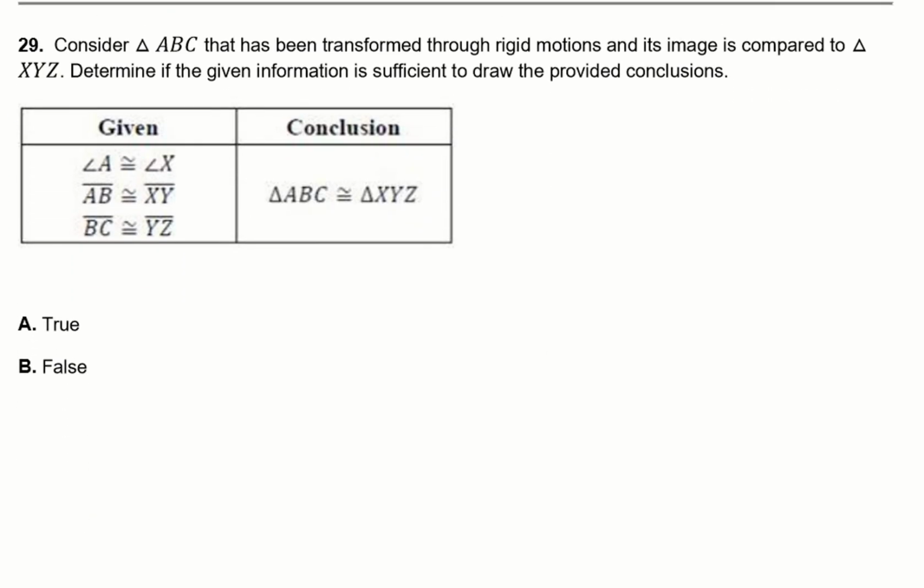Consider triangle ABC that has been transformed through rigid motions and its image is compared to triangle XYZ. Determine if the given information is sufficient to draw the provided conclusions. Okay, so we're going to need to just draw the triangle here. So let's say we have triangle ABC. And let's use the information they gave us.